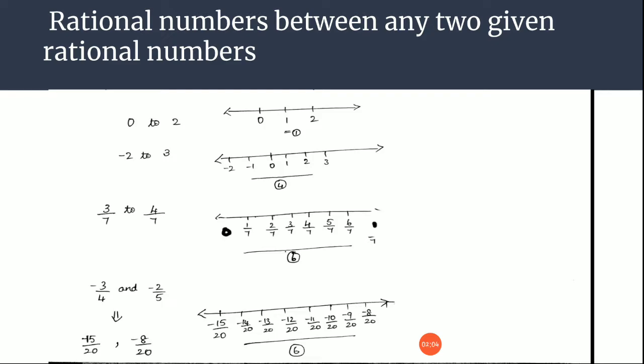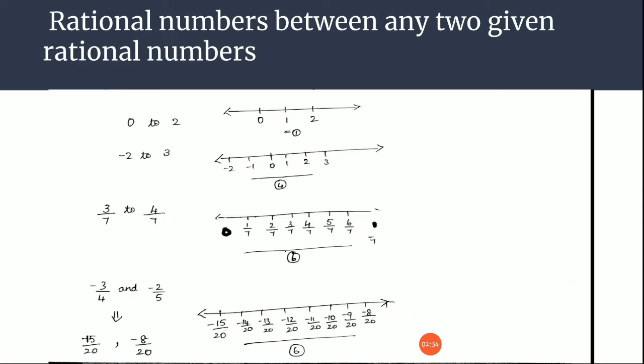When the word between is given, you must ignore both the ends and write whatever is inside that number line. For example, minus 2 to 3. What are the numbers in between these two terms? You have to draw a number line. Minus 2, minus 1, 0, 1, 2 and 3. And what are the numbers in between? You have to ignore minus 2 and 3 and just count what are the numbers inside.